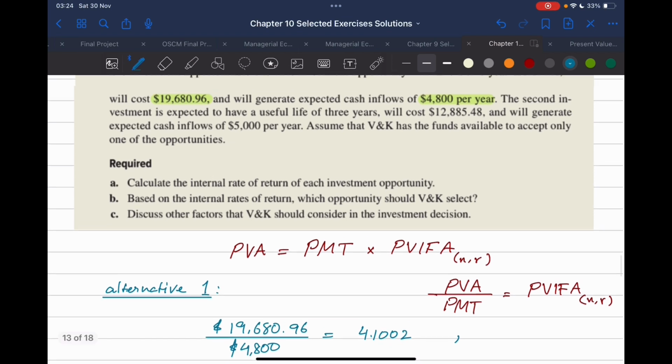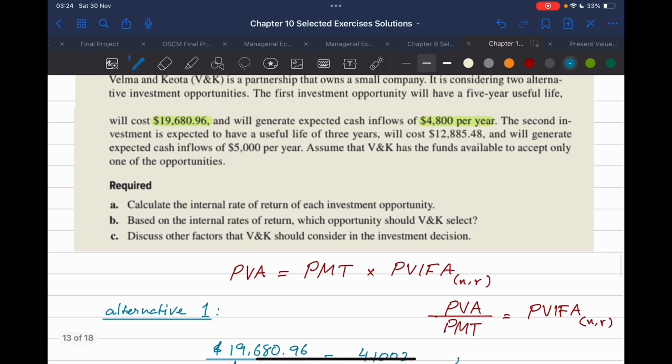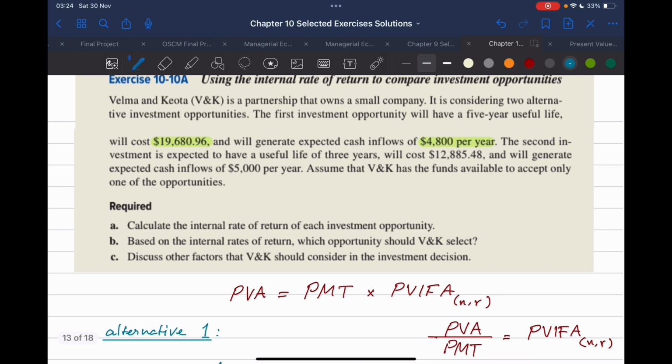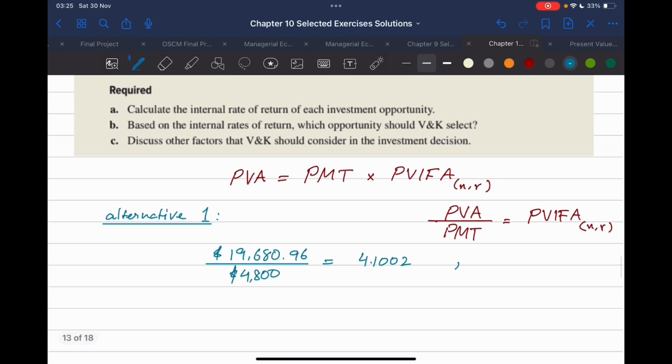I need to also consider the number of years, which was also given in the question. It said here that the first investment opportunity will have a 5-year useful life. So for the first alternative, I know that n equals 5. Now, knowing these two pieces of information, I can refer back to the present value interest factor of annuity table, table 2, and find the rate of return, the internal rate of return.